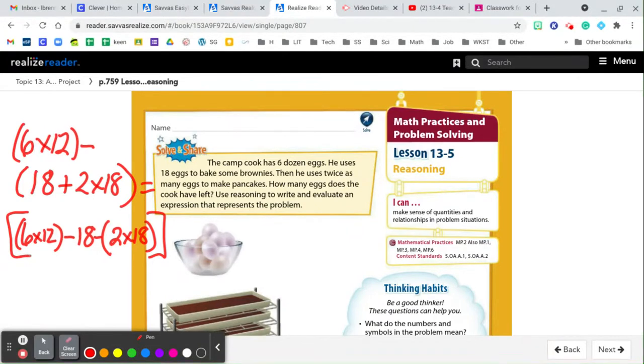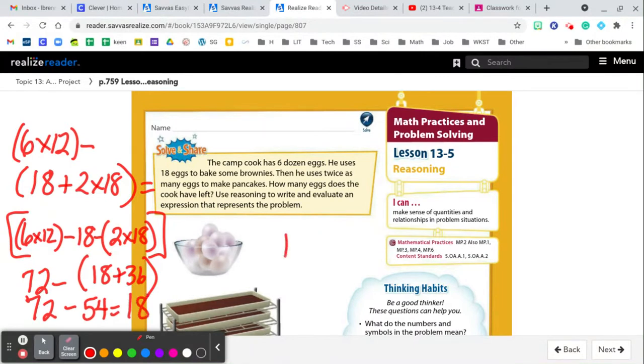So to solve it, 6 times 12 is 72. And 2 times 18 is 36. So if we do this, 18 plus 36, now we have 72 minus 54. So our final answer is 18. So they have 18 eggs left. So that's using reasoning skills to solve a problem.